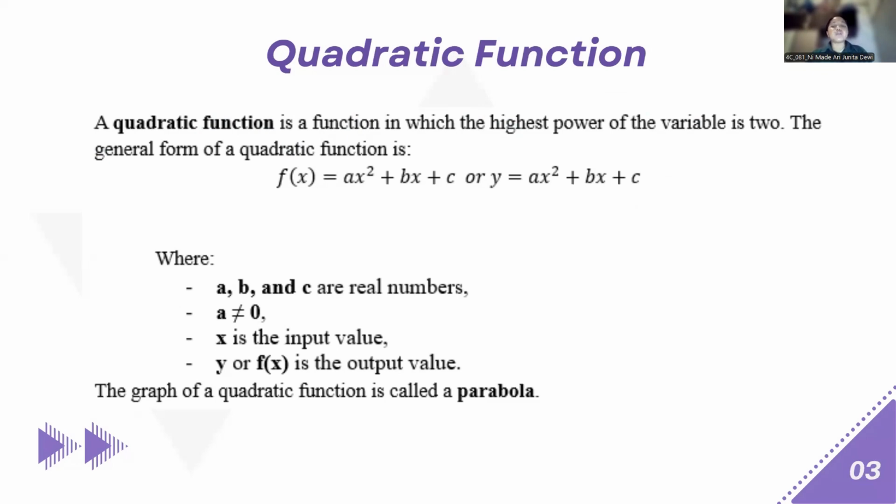The graph of a quadratic function is called a parabola. For example, f of x equals x squared plus 5x plus 6. This is a quadratic function because the highest power is 2. The highest power of x is always 2 in a quadratic formula. Remember, guys.